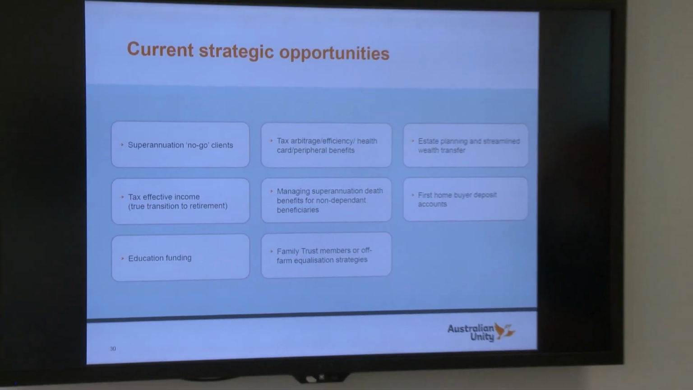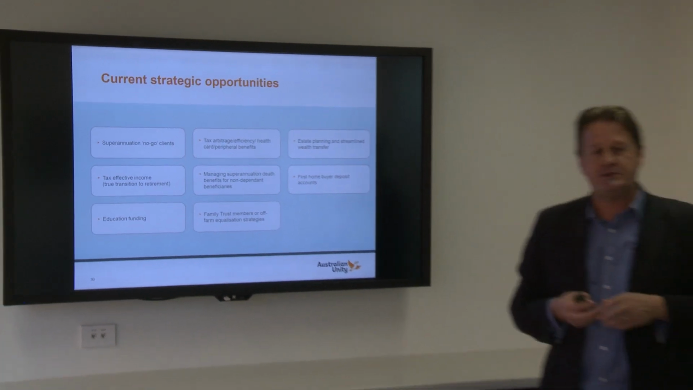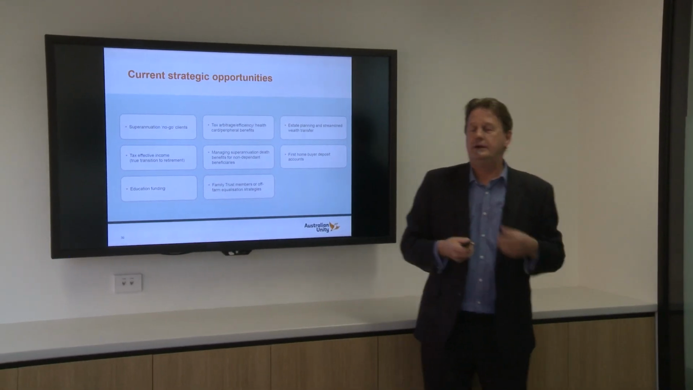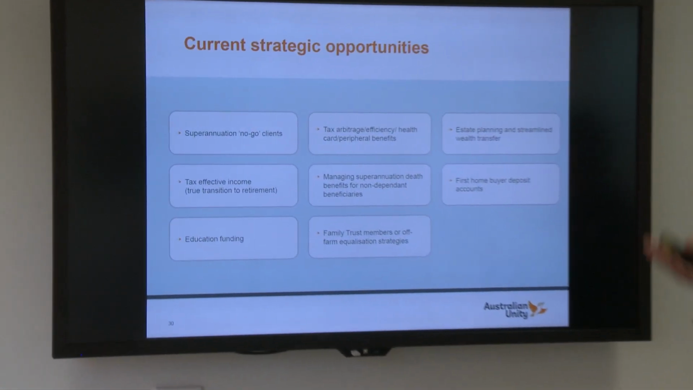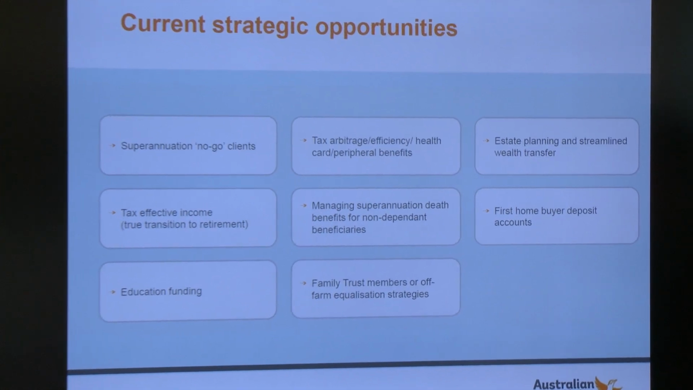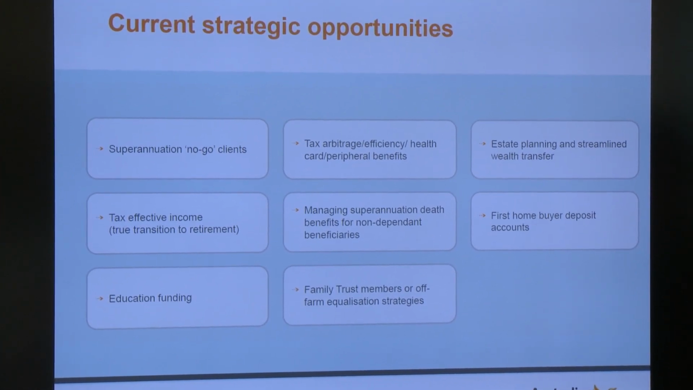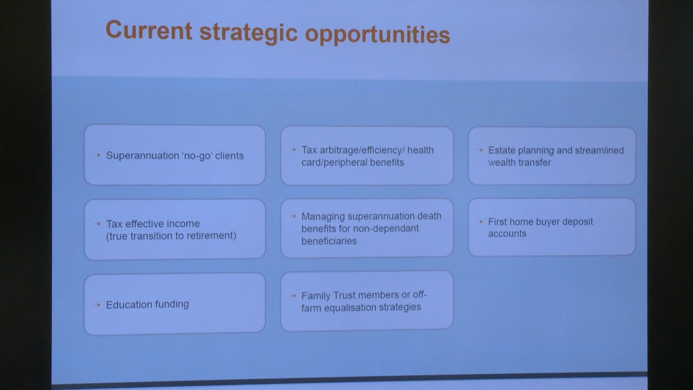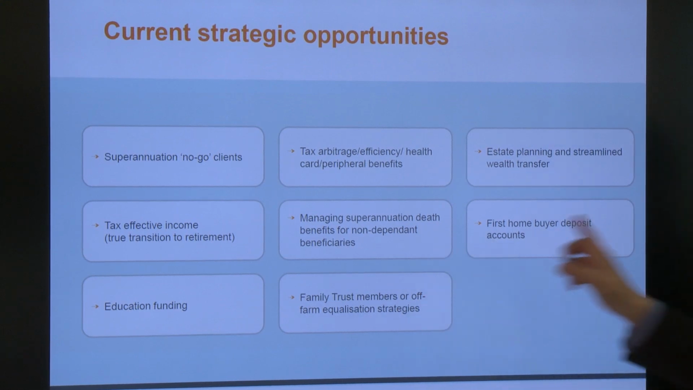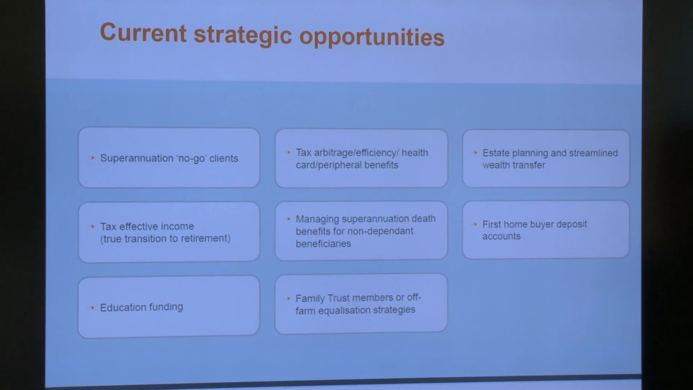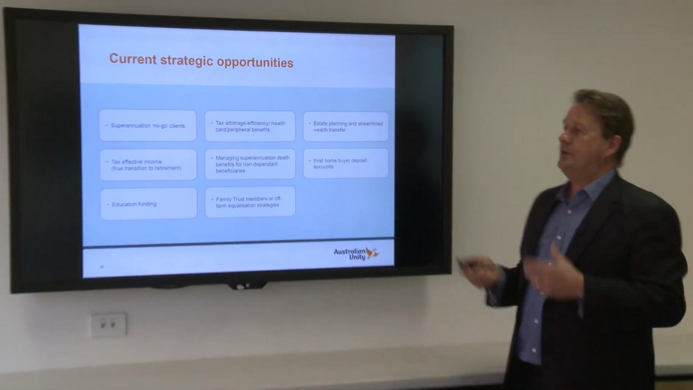Okay, so again, just to highlight some of the strategic opportunities that are out there. Super no-go: too young, too old, too much. We've talked about that. The tax arbitrage, we just talked about reducing your marginal tax rate or reducing your adjusted taxable income, which can allow you to access certain additional benefits. Estate planning and wealth transfer is another benefit of bonds. You've got the first home buyer strategy, death benefits from super, another one to consider, tax effective income, education funding, and of course family trust strategies. So they're all the strategies that are there.